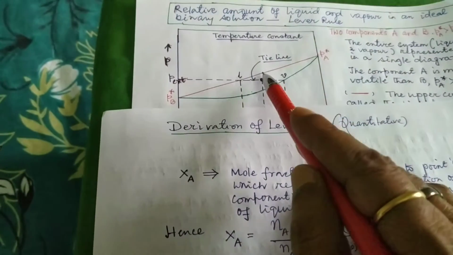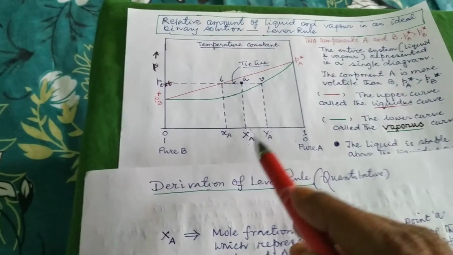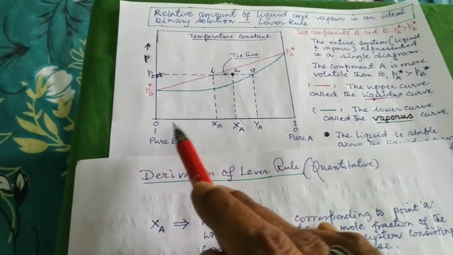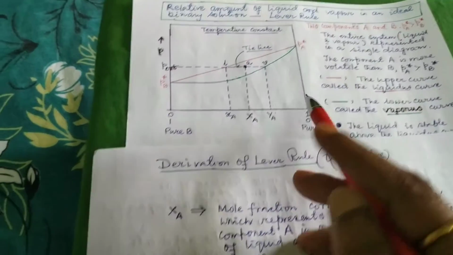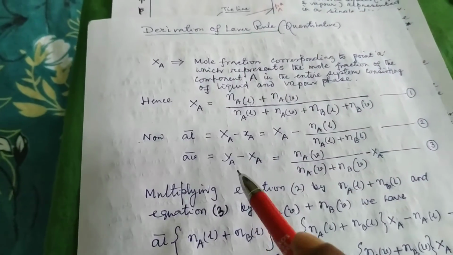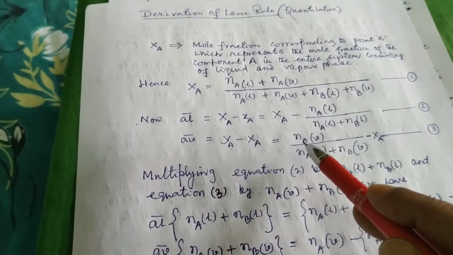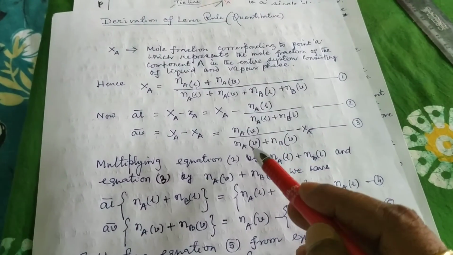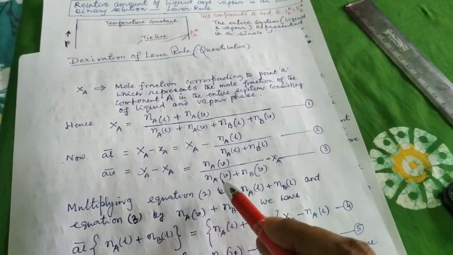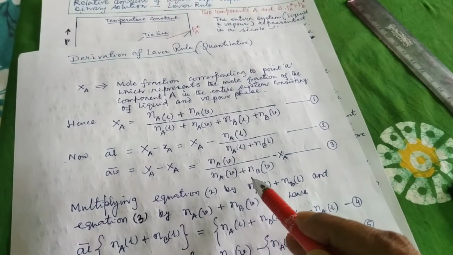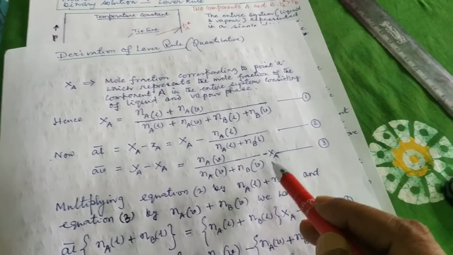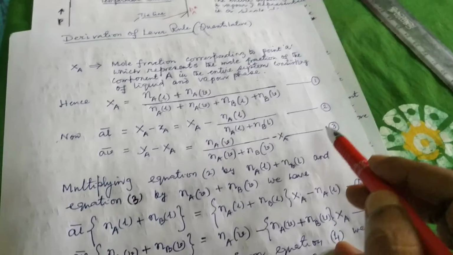Similarly, what is AV? AV equals YA minus capital XA. Now what is YA? YA is the number of moles of A in the vapor phase divided by the number of moles of A in the vapor phase plus the number of moles of B in the vapor phase. So AV equals YA minus XA. So this is equation number 3.